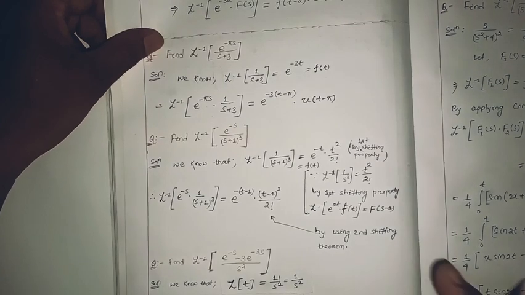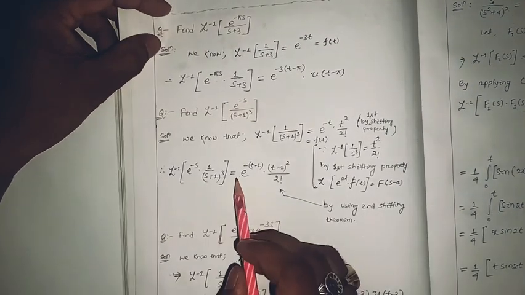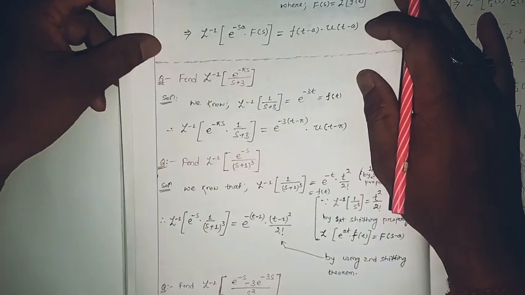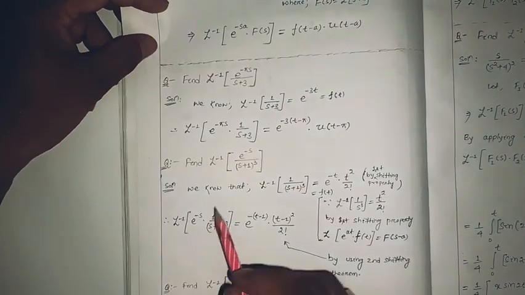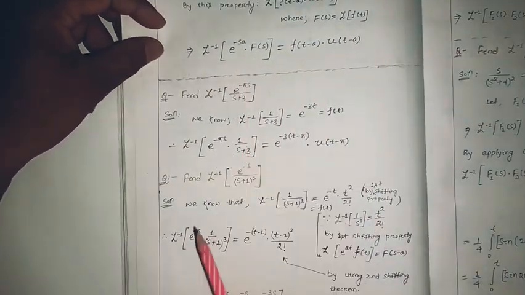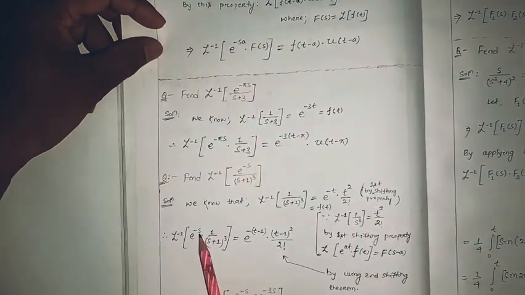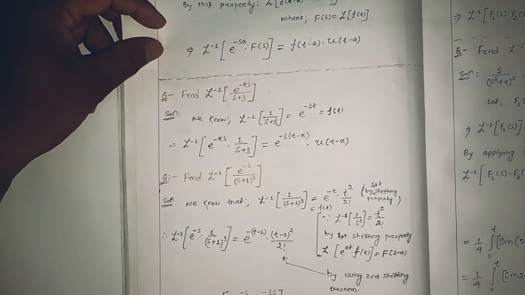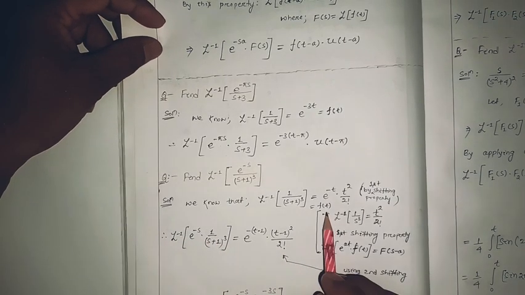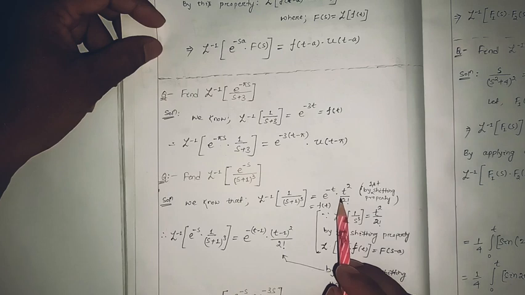So by using the second shifting theorem, we have to compare this with this. a is nothing but 1. Here you can see, here a, here 1. a is your 1. Okay. So if it is so, f of t is nothing but this one, right?